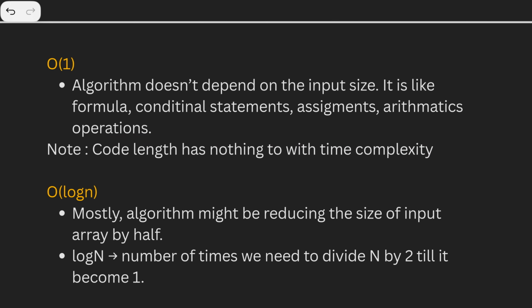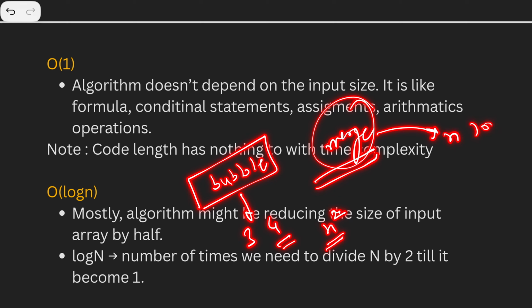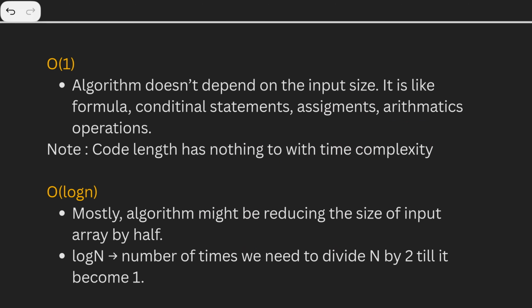The time that you take to understand the code has nothing to do with the time that the machine takes to execute your code. Look at bubble sort and merge sort. Bubble sort code is only 3 to 4 lines, but time complexity is n squared. On the other hand, we have merge sort. Code is lengthy, but time complexity is n log n. So code length and execution time have no relation at all.